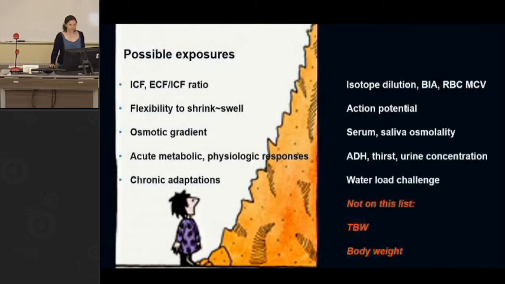And I'm going to be focusing on urine concentration. And the reason for that: of all the directions we can go right now, urine concentration is really the only one that we can fairly surely say implies that the cells were shrinking. The cells shrink, they trigger the hormone, and they produce the urine. We don't really have that same kind of inference we can get from isotope dilution, the action potential, or even a given serum osmolality of 290.